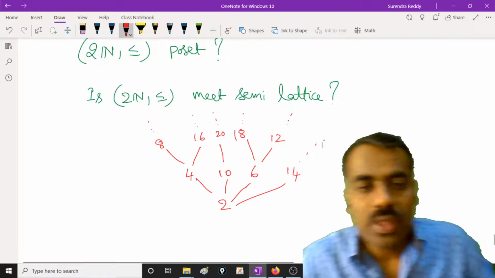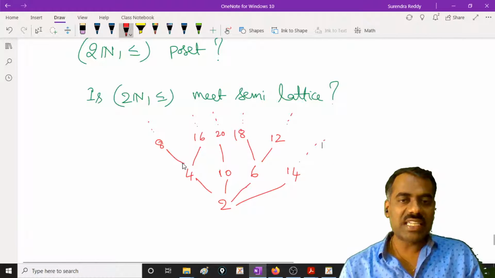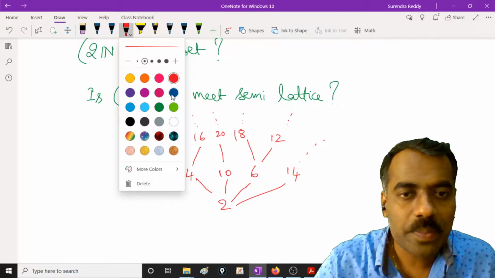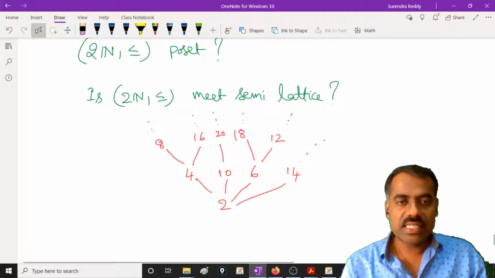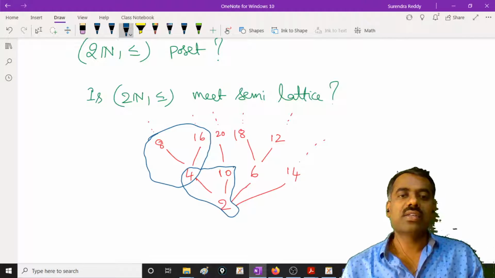Now tell me, if I take 8 and 16, what is the infimum of 8 and 16? For 8 and 16, what is the infimum? 4. Very good. So you can see this. For 4 and 10, what do I have? For 4 and 10, 2 is the greatest lower bound.